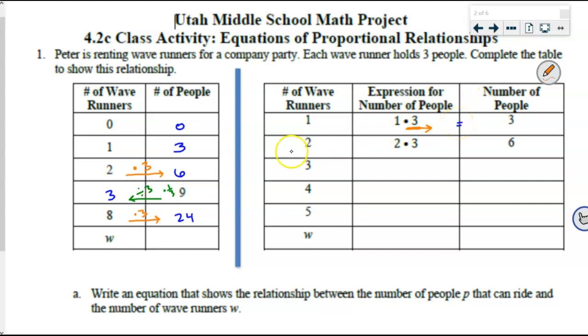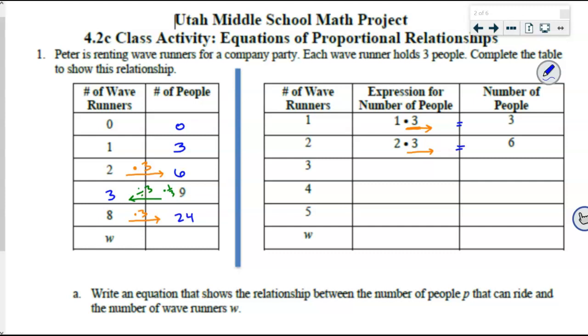So let's continue on. All I've done here is create this extra column. Instead of trying to squeeze in this times 3 as I'm going across the table, I now have a column that's going to show that. So, 2 wave runners, but to go forwards across the table, I'm multiplying by 3. So those 2 wave runners multiplied by 3 is equal to 6, which goes in that other column.